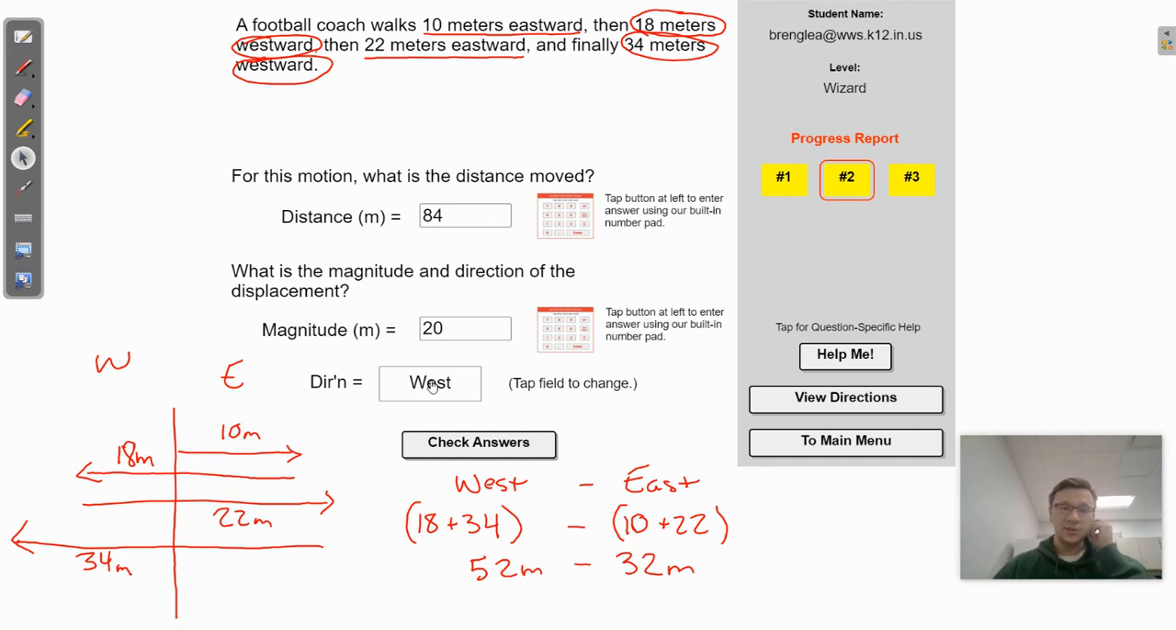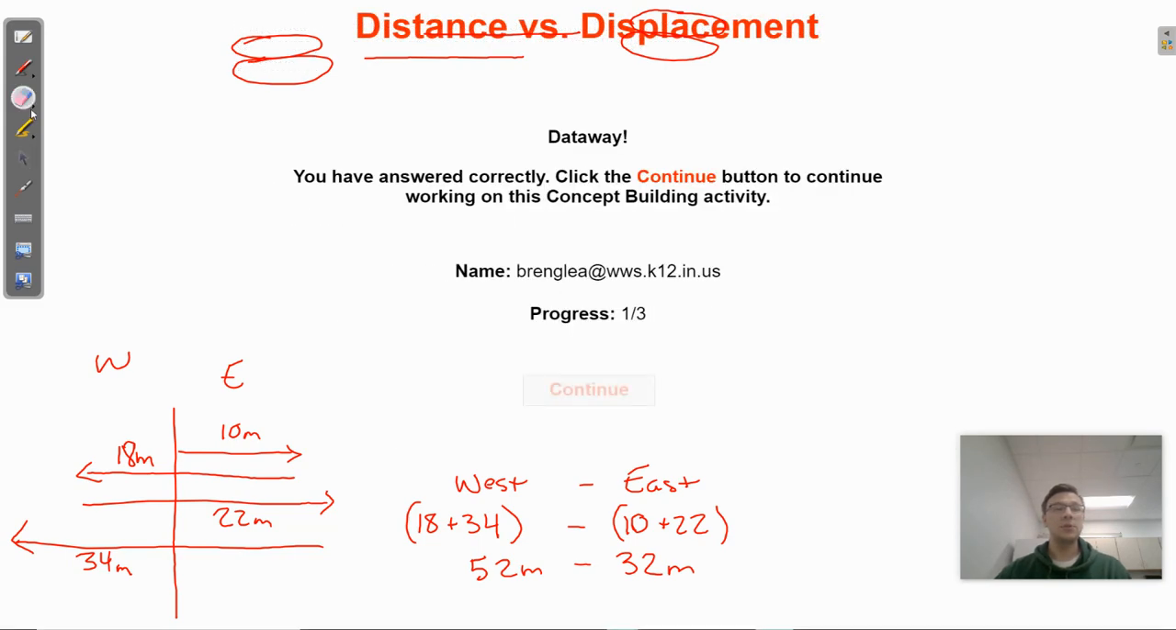Okay, so that one's obviously a little bit more complicated because you've got 4 different sets of movement. So make sure that you add the ones that are in the same direction and then subtract the ones that are in the opposite direction. Now, if you were to start with eastward movement and do 32 meters minus 52 meters, you're going to get a negative number. Just understand that because you're including the direction, you don't have to put a negative number in there. You'll just take the absolute value if you end up doing that, which is just the positive version of that number, and then you're going to indicate the direction right here. So 20 meters west is our final answer, and we do get that correct.